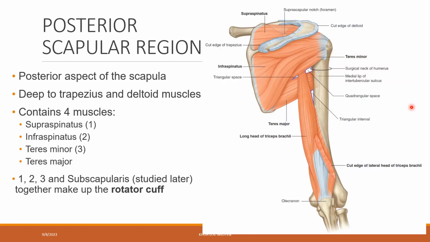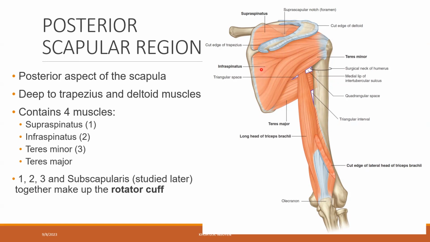Sorry, guys. So next up, let's go over to the posterior scapular region. It is called the posterior scapular region very simply because this region is located on the posterior side of the scapula right here. And there are only 4 muscles in this region. Number 1, this one up here, supraspinatus. Then you have this one down here, infraspinatus.